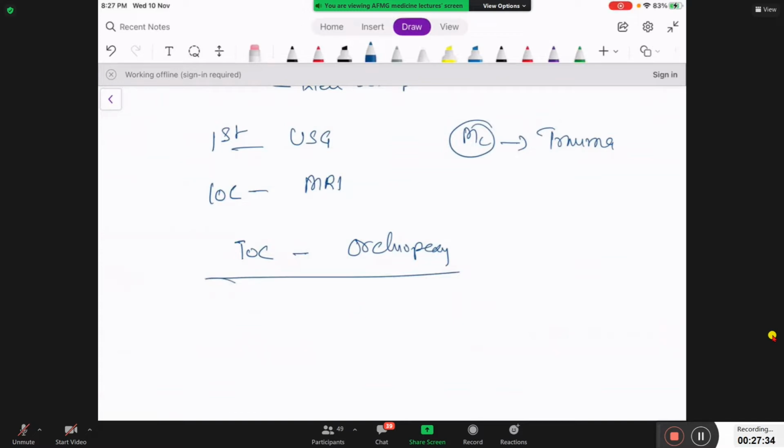And one more very important thing: in ectopic testis there is no risk of malignancy. It is in undescended testis where we have a risk of malignancy in future, right? So these are the things we need to know in an ectopic and undescended testis.